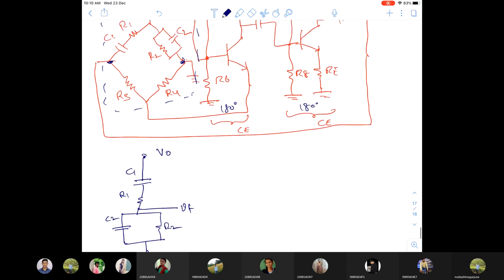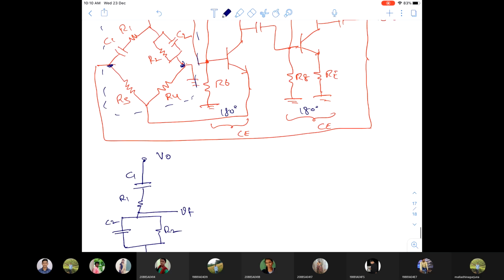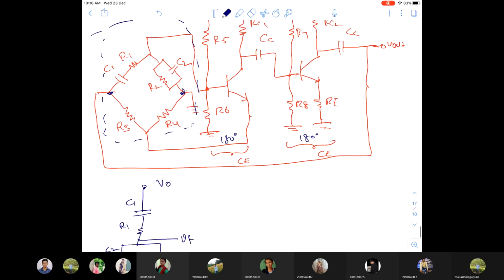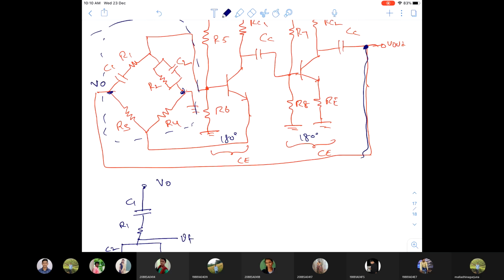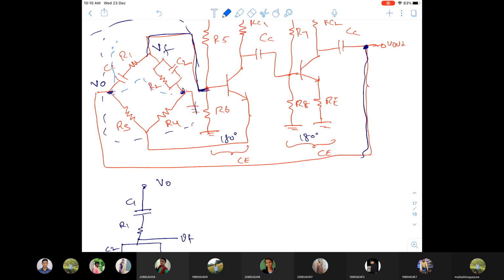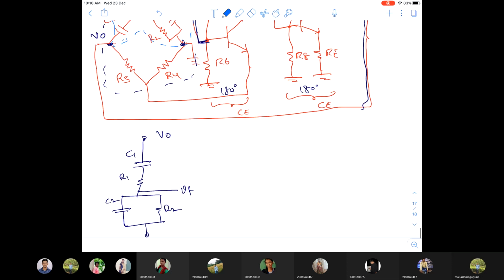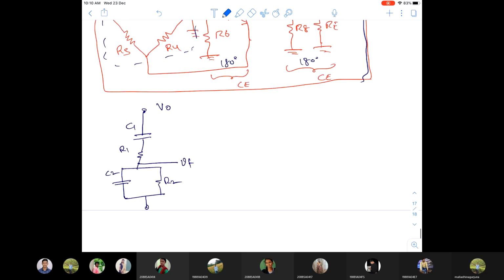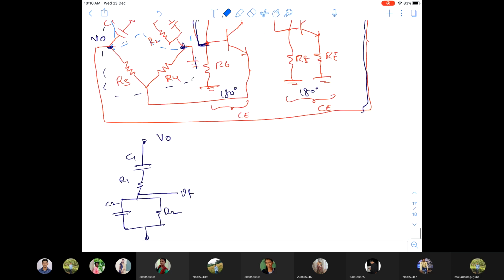Okay, now just compare. This is V naught, connected here like this. This is V naught, the output, and the feedback taken from the output is VF, which is applied to the input. I just drew this portion separately. These two are in series connection and the remaining two are in parallel connection.